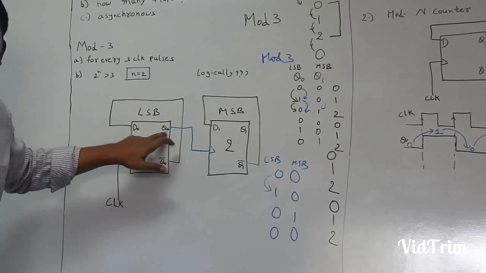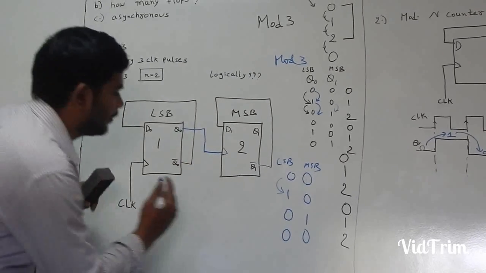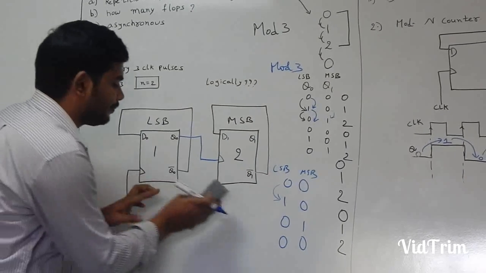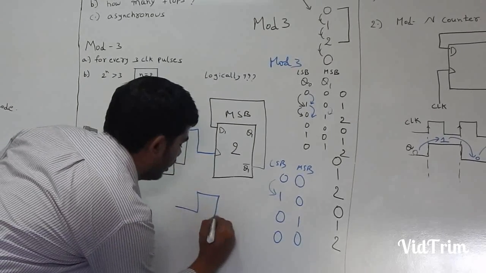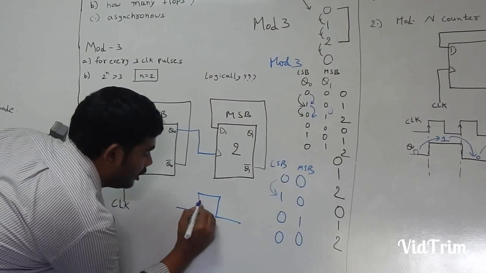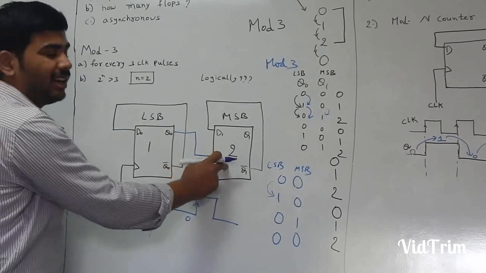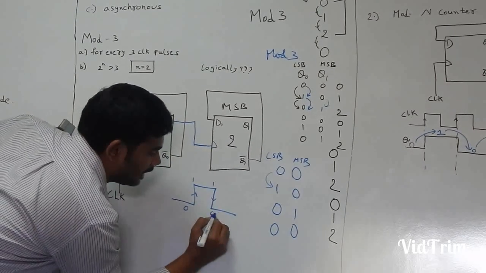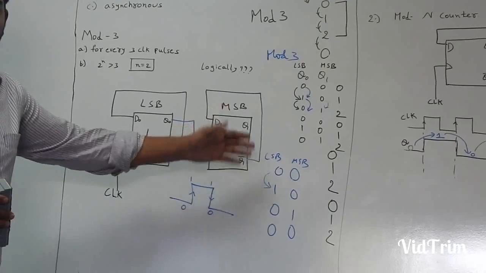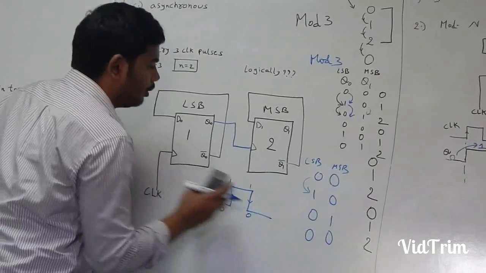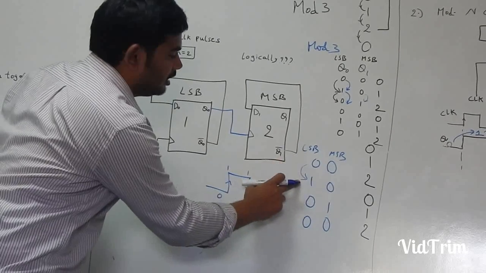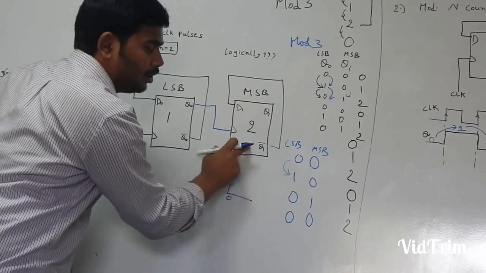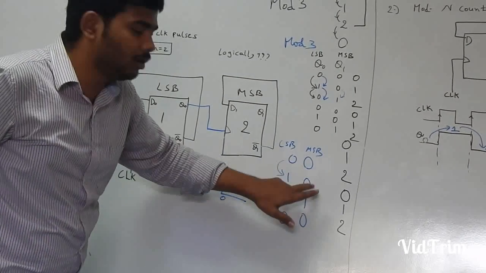So if Q0 changes from 0 to 1, see, this is the positive edge representation and this is the negative edge representation if you give the clock like this. If you give positive edge, every 0 to 1 transition will trigger and this will toggle. And if you give negative edge, every 1 to 0 transition will toggle. It will be complemented. So suppose I give it like this, when LSB is changing from 0 to 1, it got the trigger and this will also toggle. But our requirement is this should not change.